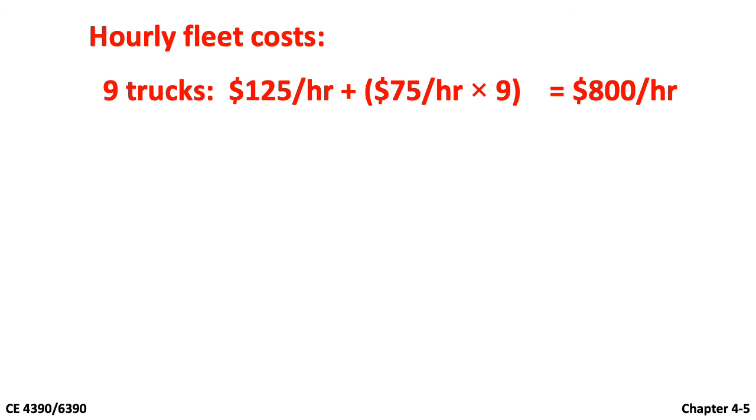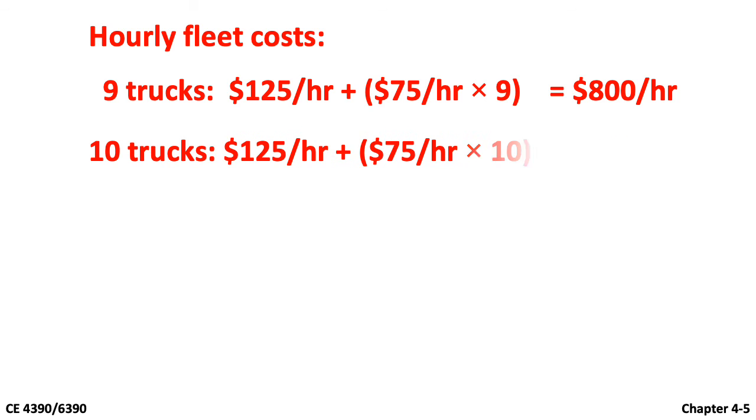Now let's calculate hourly costs of the whole fleet. If we use 9 trucks, the hourly total cost is equal to the hourly cost of the loader, $125 per hour, plus the hourly truck cost of $75 per hour times 9 because we have 9 trucks, and then we got $800 per hour. If we use 10 trucks, the total cost is going to be $875 per hour. So those are the hourly costs. Next, you need to calculate the cost per unit of the material so that we can compare different options.